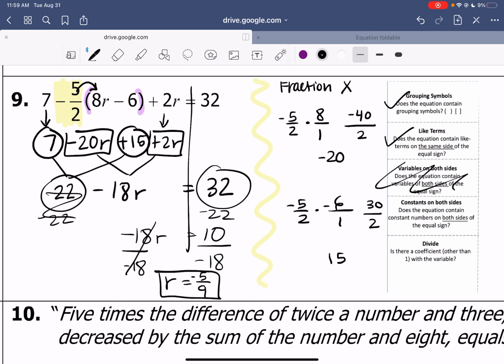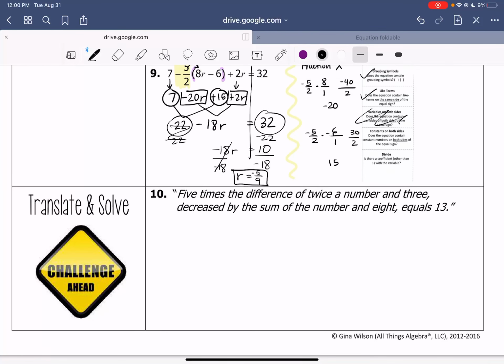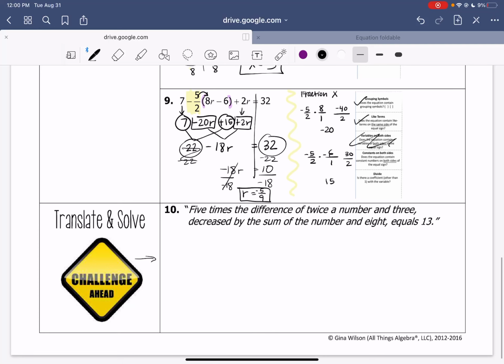All right, and the last one you see here: 5 times the difference of twice a number and 3, decreased by the sum of the number and 8, equals 13. This last one is a challenge. So go ahead and try that and then get it written down.